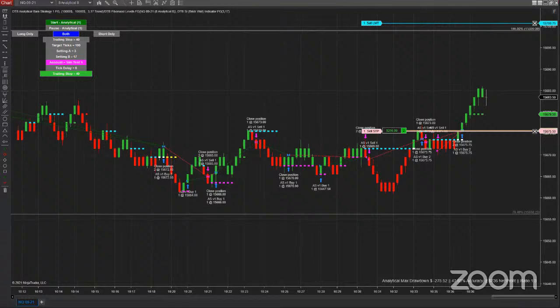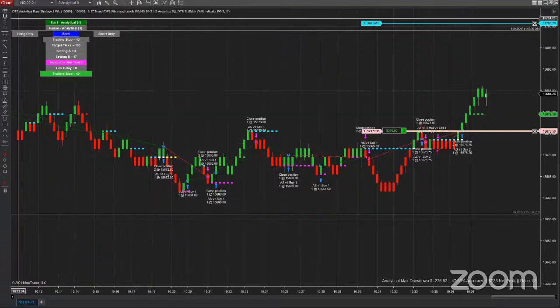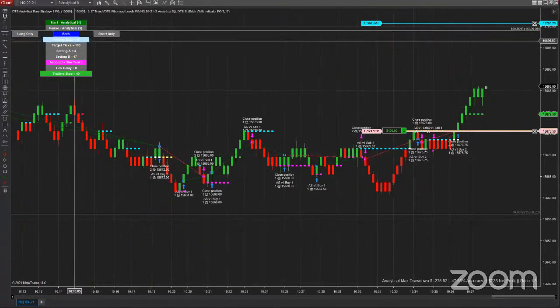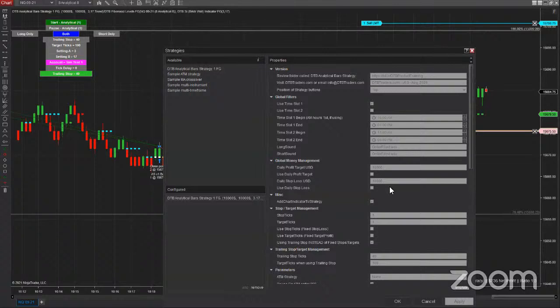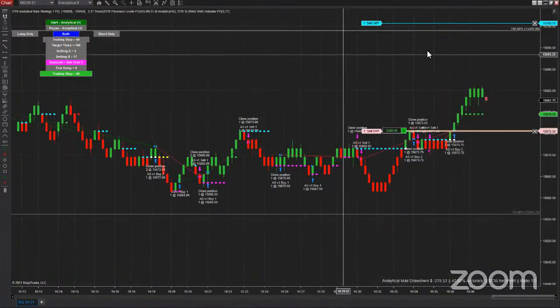But it does take a while to understand these tools. As you can see, there are buttons you've got to understand. There's long only, there's short only, there's trailing stops, there's a whole heap of settings to work on. The indicators have quite a few different settings in them.